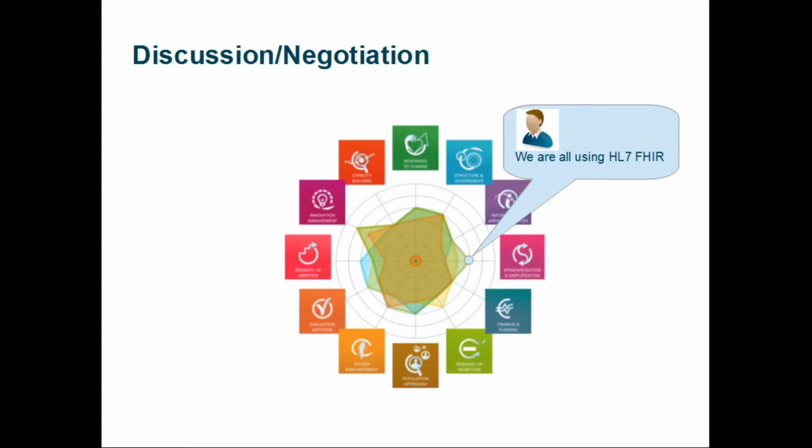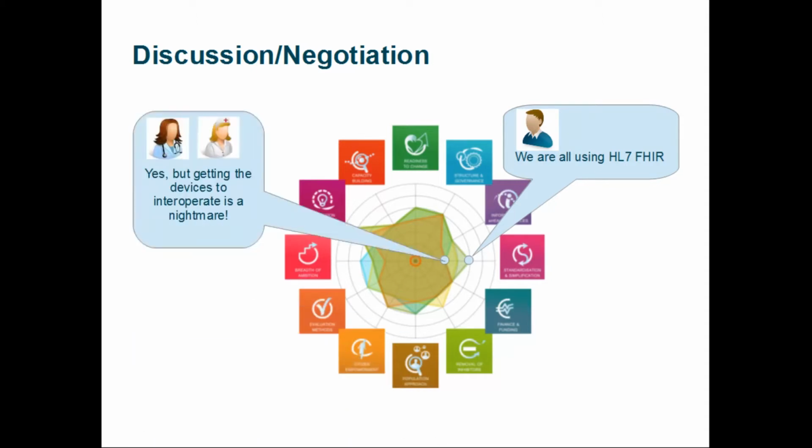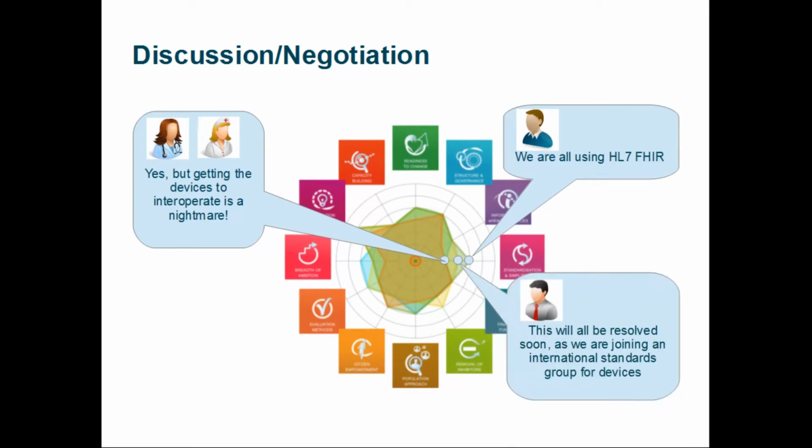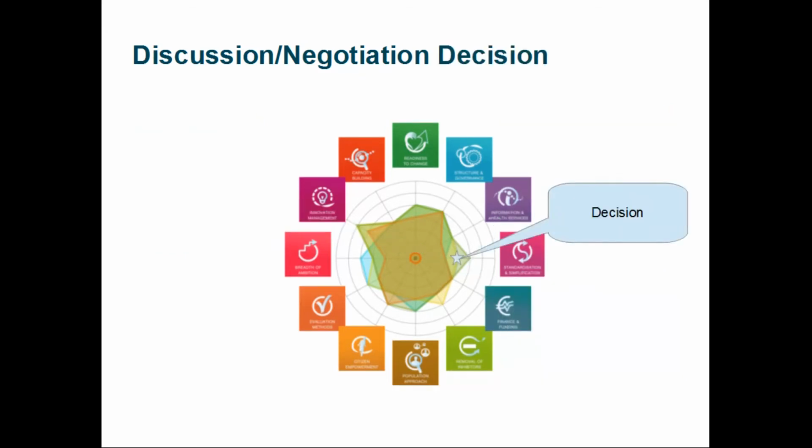This was the IT specialist who states, we are all using HL7 FHIR. 2 of the users considered that the ratings should be 2 levels lower. It is the doctor and the nurse who say, yes, but getting the devices to interoperate is a nightmare. The administrator considers that the rating should be somewhere in between. And he explains, this will be resolved soon as we are joining an international standards group for devices. In this case, the team may decide that the rating shouldn't be as optimistic as proposed by the IT specialist, nor should it be as pessimistic as proposed by the doctor and nurse. And they may decide on the intermediate rating provided by the administrator.